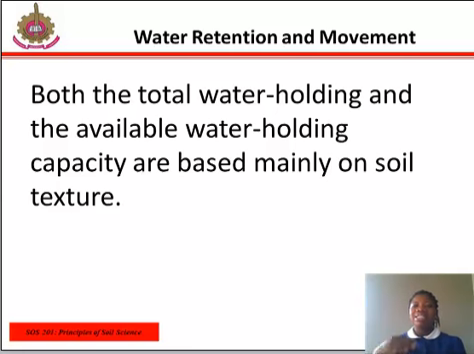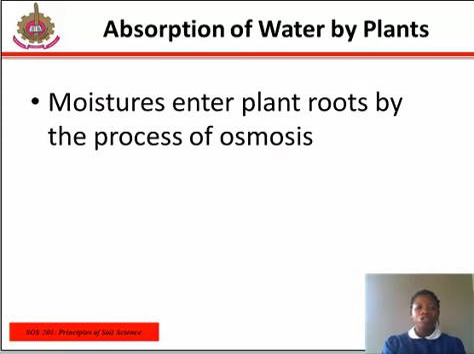So this water is gravitational water, moving under the influence of gravity, that is moving in response to gravitational potential, which is called gravitational flow. Kindly read more in your study materials for more explanation.